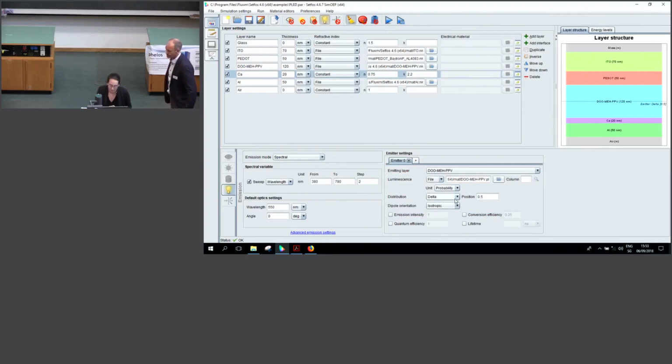And then you also have to define the distribution. So this would be a delta distribution. It's indicated here, also in the layer stack, and it has a certain position. Here it's just in the center, so this is the relative position. And then you could also have dipole orientation, so parallel, perpendicular, isotropic, or custom, to give any number.